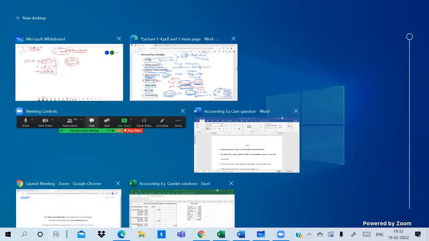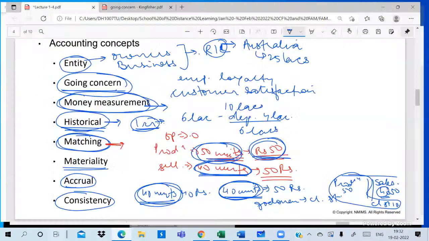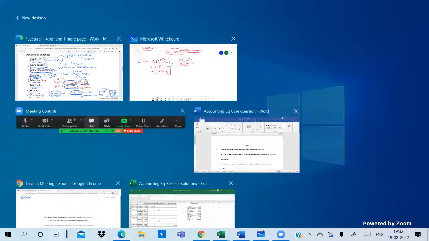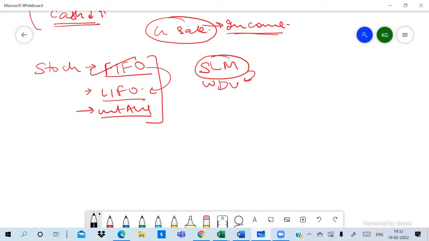Any doubt with this slide, which deals with accounting concepts and conventions? Anyone? Please explain going concern again. Okay, let's look at going concern. Fine. So let's look at a recent company, ABG Shipyard.